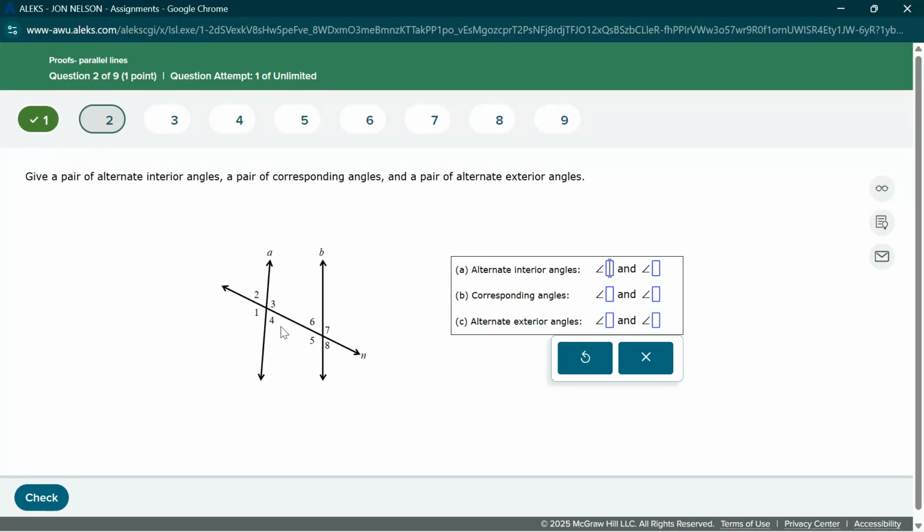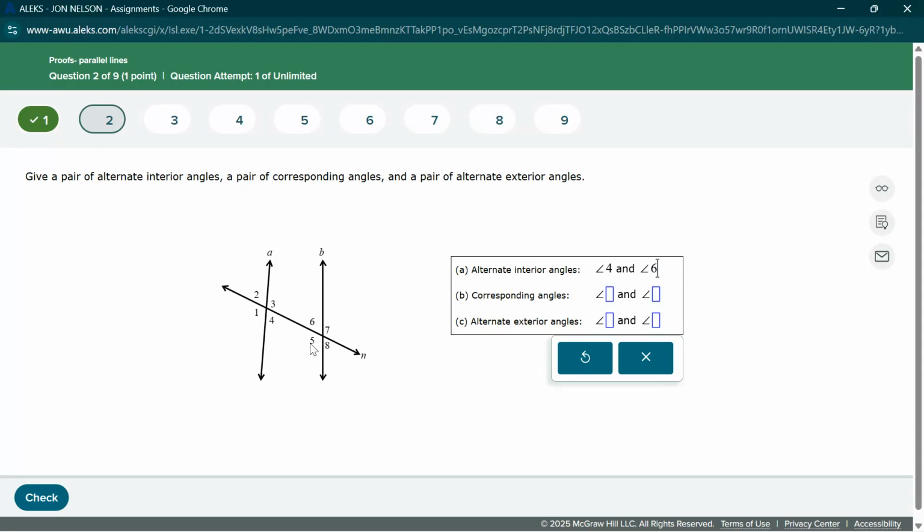Alternate interior angles are like 4 and 6, 3 and 5, because they're interior of the two lines that are kind of parallel. They don't look parallel to me right now, but they're in between these two lines, and they're on alternate sides of the transversal. That's why they're called alternate. They're on alternate sides, like 4 and 6 are alternate interior angles. Okay, so 4 and 6, or you could have put 3 and 5 there.